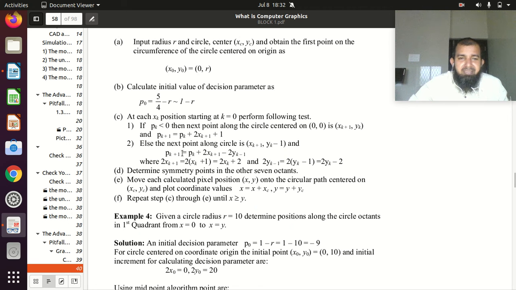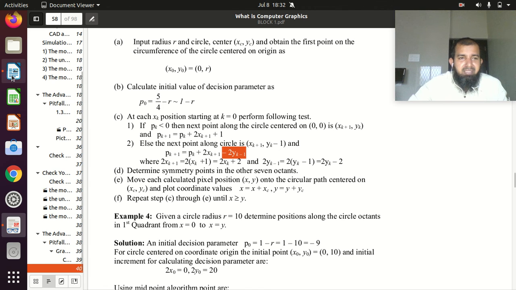The decision parameter is pk plus 2sk plus 1 minus 2yk minus 1. If pk is less than 0, the next pk value is pk plus 2sk plus 1 plus 1. Okay, but here it is the same, but minus 2yk plus 1 is extra, that is 2yk minus 2yk minus 1.